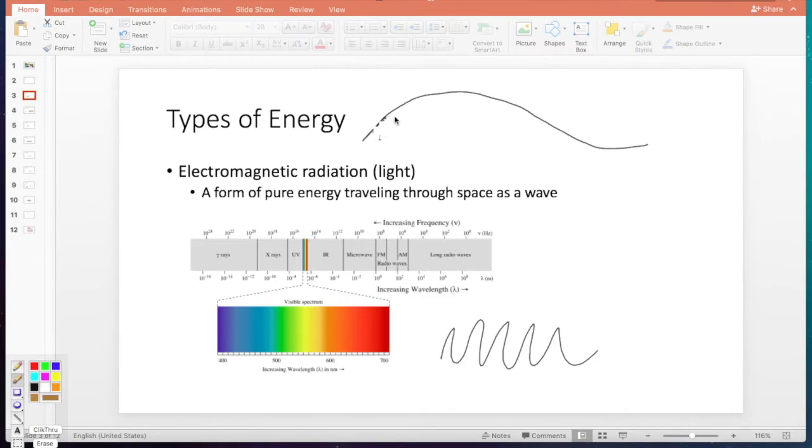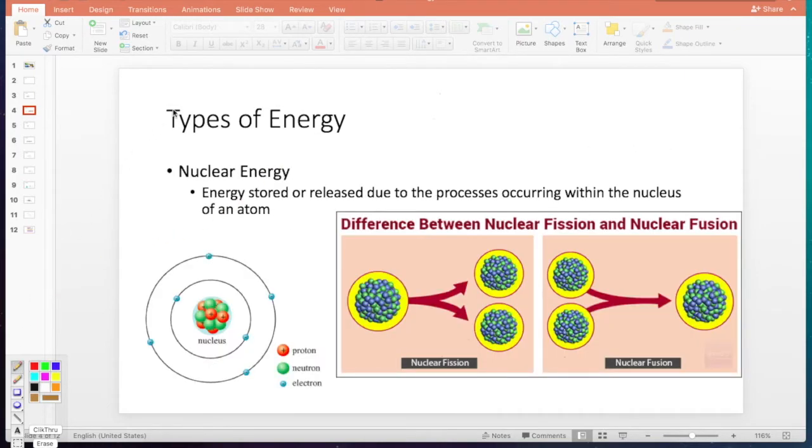Light can be thought of just as a form of pure energy traveling through space like a wave, carrying energy with it as it goes. Another type of energy is called nuclear energy. This is just like it sounds. It's energy due to processes that are happening within the nucleus of an atom.